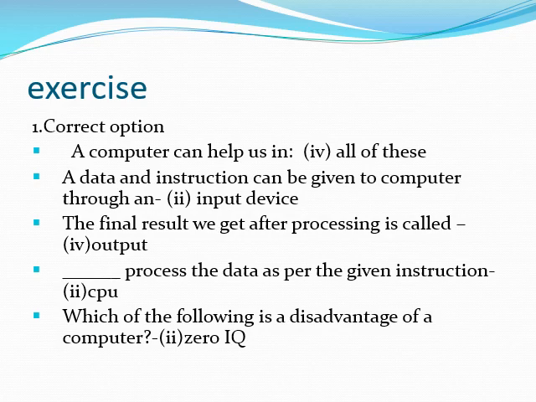Question 4. The CPU processes the data as per given instruction. 1. input, 2. CPU, 3. output, 4. mouse. Answer: option 2, CPU. Question number 5. Which of the following is a disadvantage of a computer? Option 1 accuracy, option 2 zero IQ, option 3 storage, option 4 capacity. Answer is option 2, zero IQ.